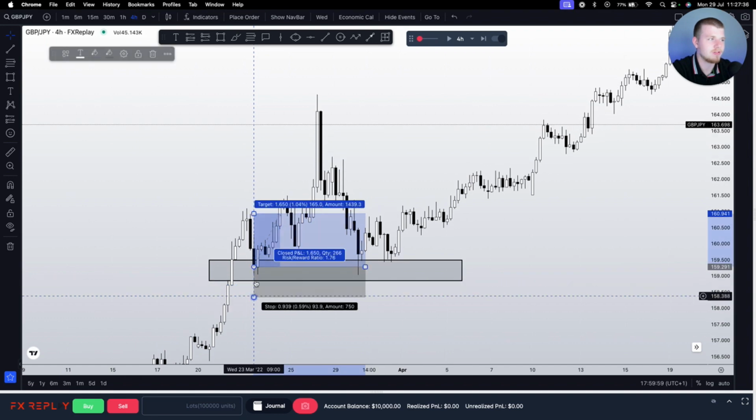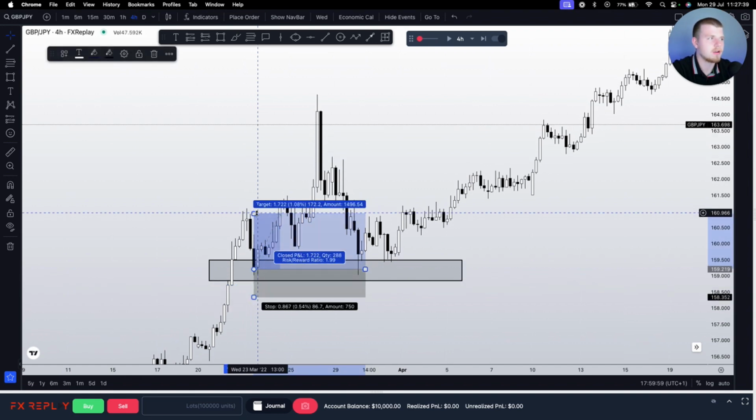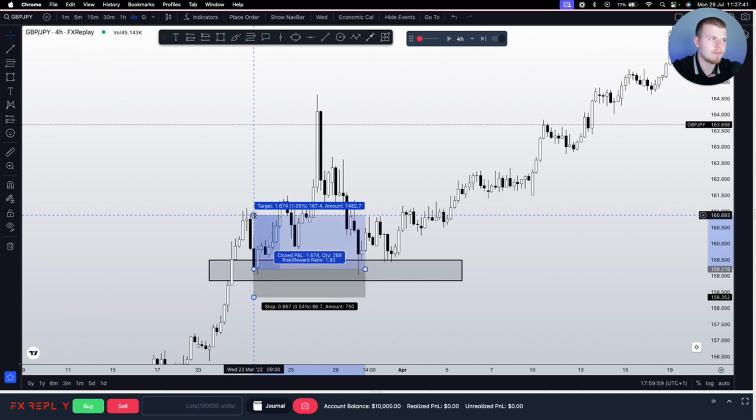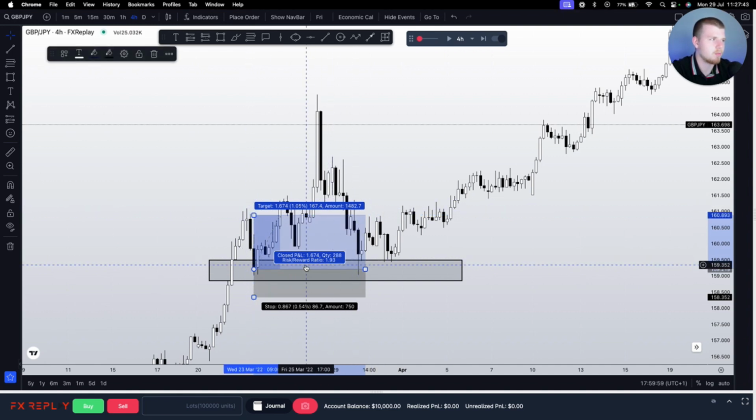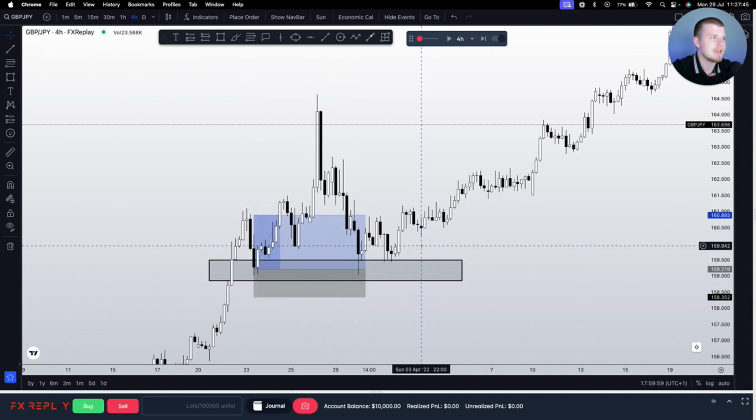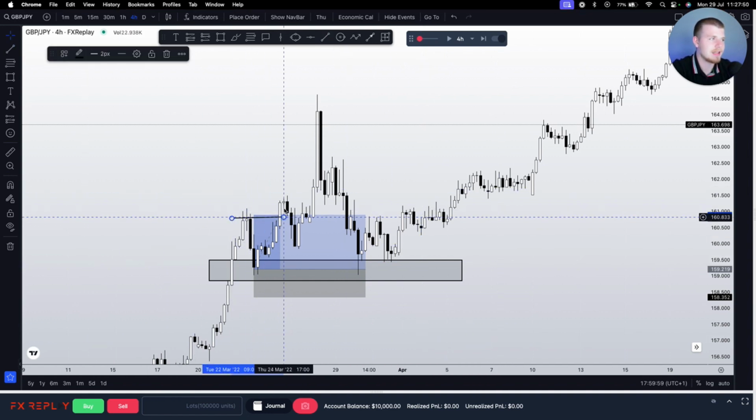I would probably get in here. Then you can just target this up here. Simple as that. A nice 1.9 R. Simple trade, easy trade, stupidly easy to be honest with you. And that's as simple as it gets.